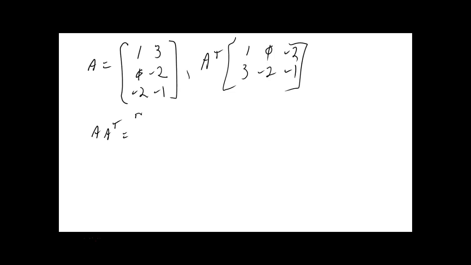Okay. Now we do A times A transpose. A is a 3 by 2, and its transpose is a 2 by 3, so the result is a 3 by 3. I had it backwards. Alright, now you end up with a 3 by 3. Let's see.